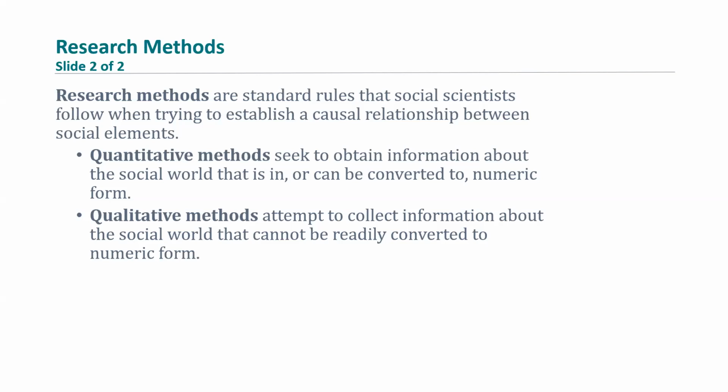Research methods are standard rules that social scientists follow when trying to establish a causal relationship between social elements. Quantitative methods seek to obtain information about the social world that is or can be converted to numeric form. Qualitative methods attempt to collect information about the social world that cannot be readily converted to numeric form. Therefore, it's often converted into narratives or stories that people share.